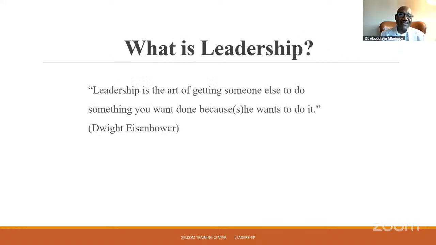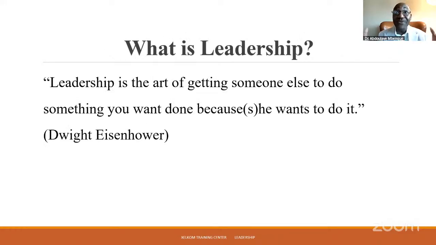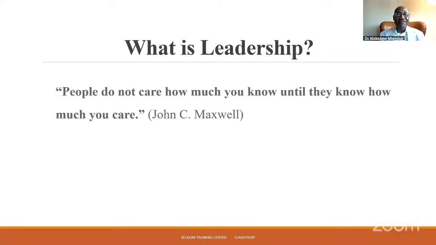Now, let's try to define what is leadership. This is one that is used everywhere. Leadership is the art of getting someone else to do something you want them to do because they want to do it. Yes, we agree. That's Eisenhower, that's fine. But look at what John Maxwell said: people do not care how much you know until they know how much you care. This is as a leader.